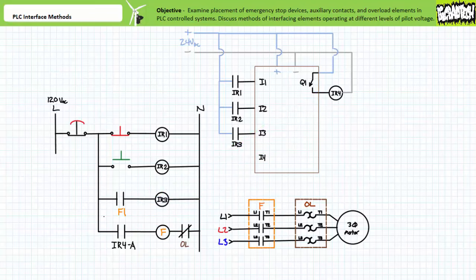When the 24 volt DC Q1 output of the PLC is de-energized, interposing relay IR4's coil is de-energized and its associated 120 volt AC rated contact is in the deactivated open state. The F contactor coil would be de-energized and the motor would be stopped. When the 24 volt DC Q1 output of the PLC is energized, interposing relay IR4's coil would be energized and its associated 120 volt AC rated contact changes to the activated closed state. The F contactor coil would be energized and the motor would start.